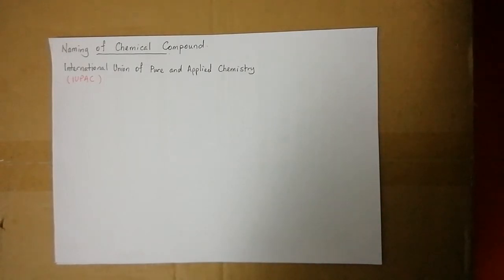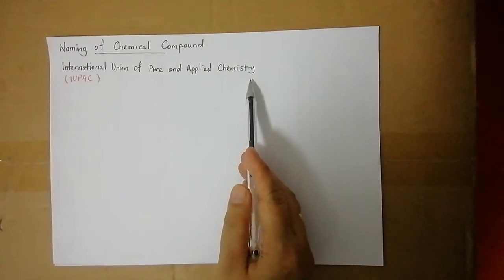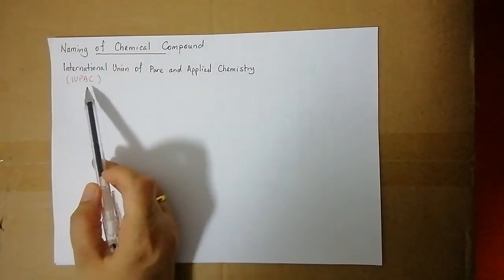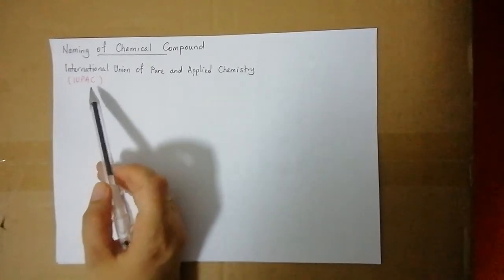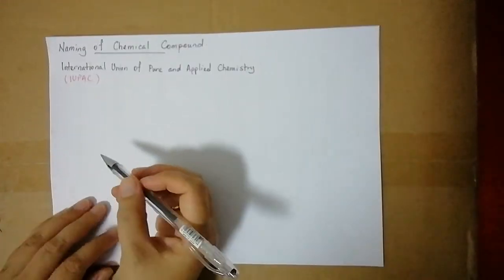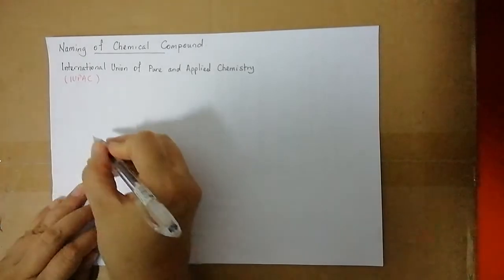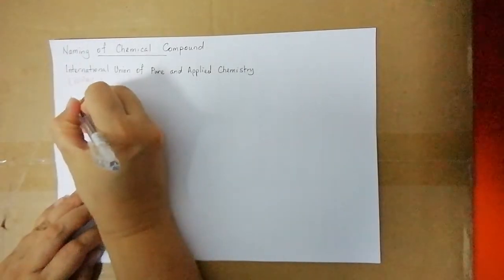So before we start, for your information, chemical compounds are named as recommended by the International Union of Pure and Applied Chemistry. In short form, we call it IUPAC. Most of the names follow this IUPAC system. So to name chemical compounds, let's start with the ionic compounds.